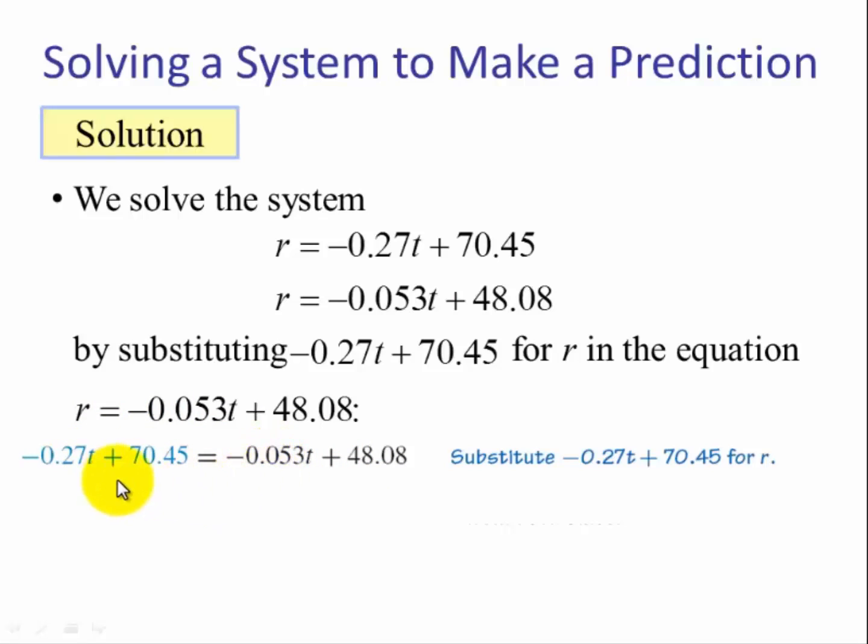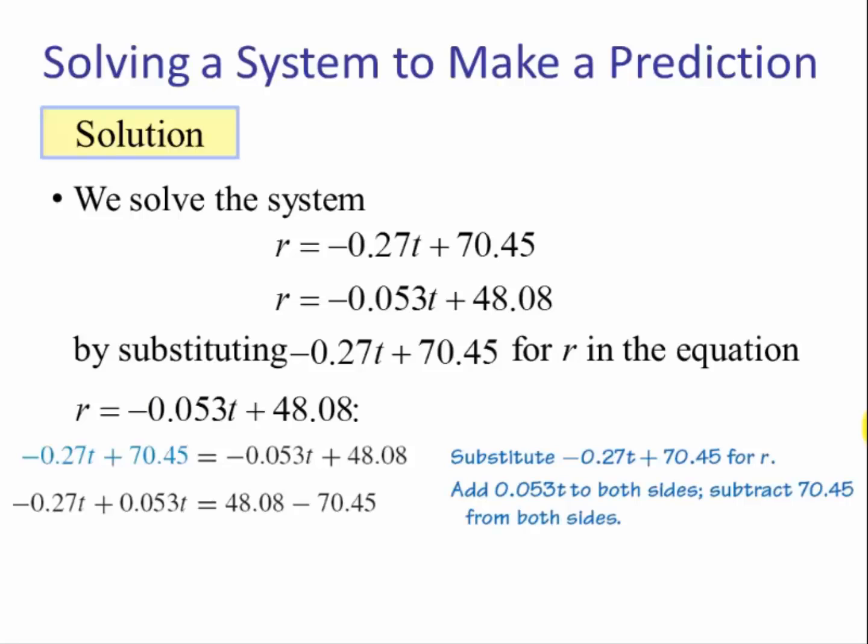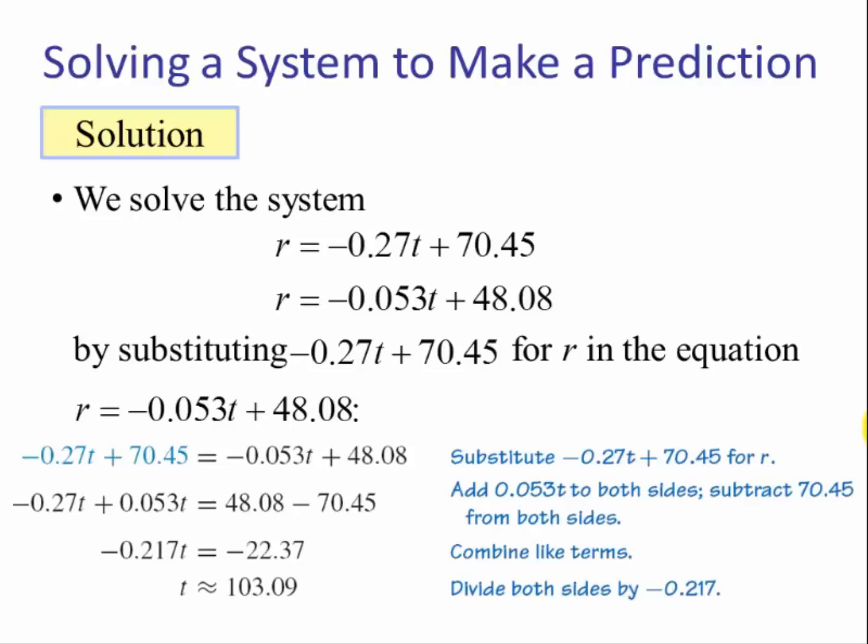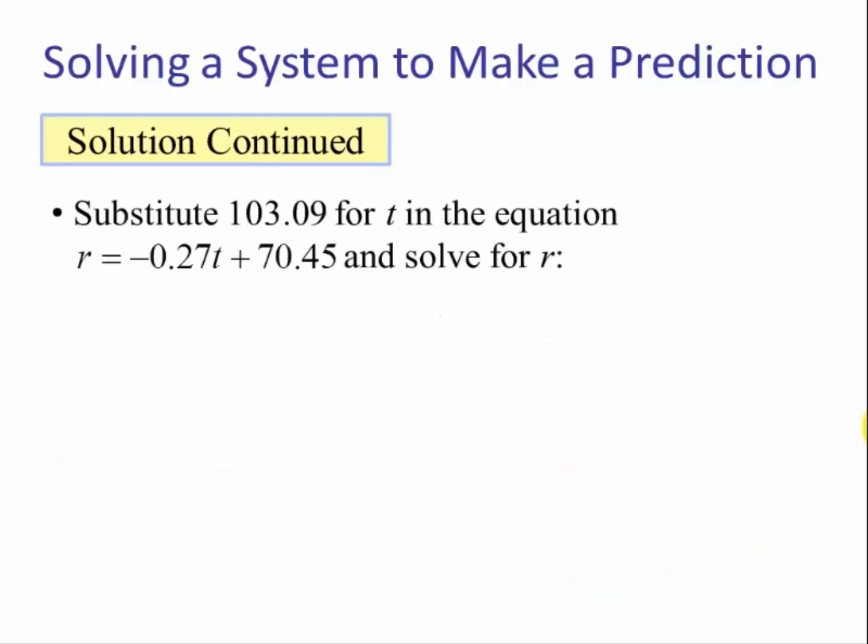I'm going to add 0.053 T to both sides, and then I'm going to subtract 70.45 from both sides. Now combine like terms, and our last step is to divide by negative 0.217, and we see that T is approximately equal to 103.09. Substituting 103.09 into the equation and solving for R, we see that R is approximately equal to 42.62.